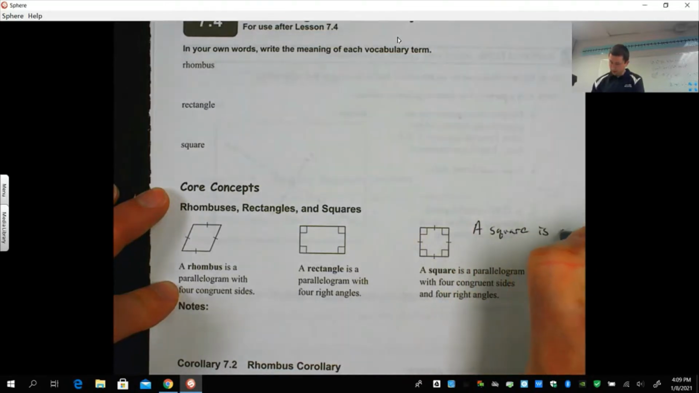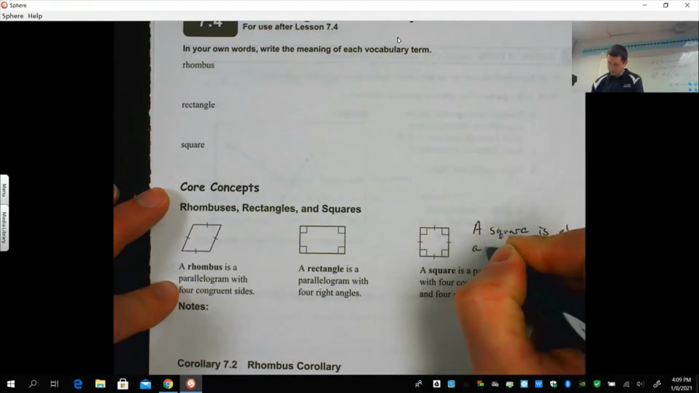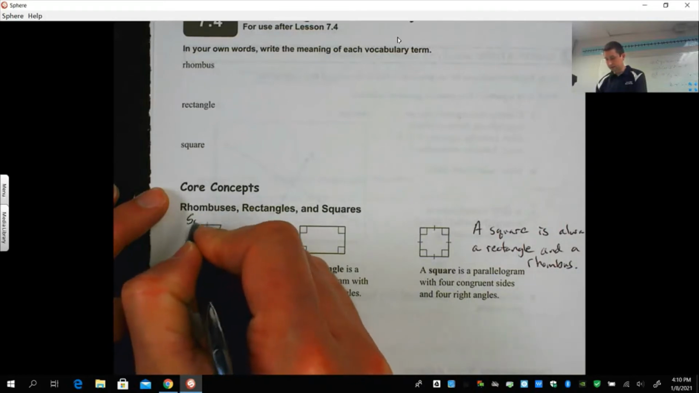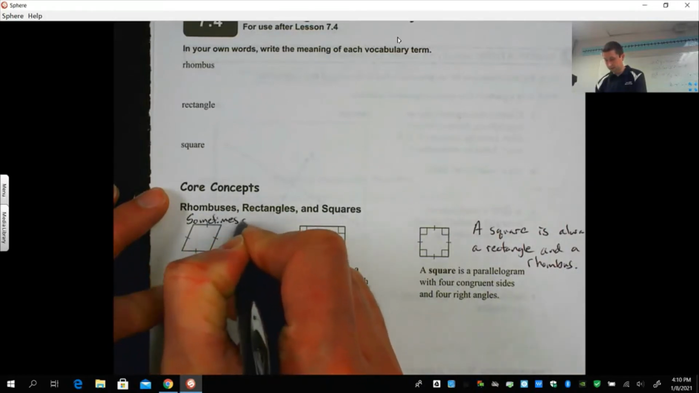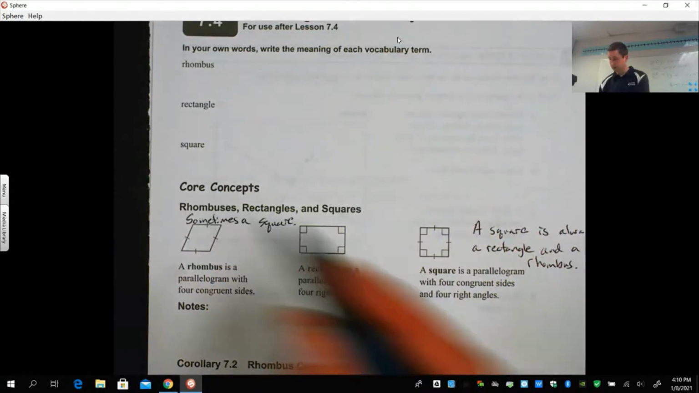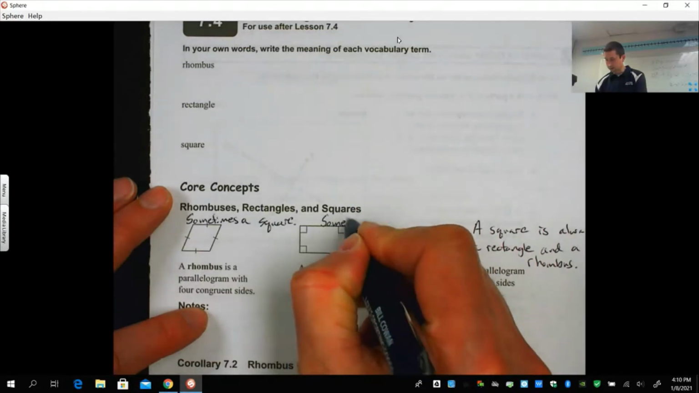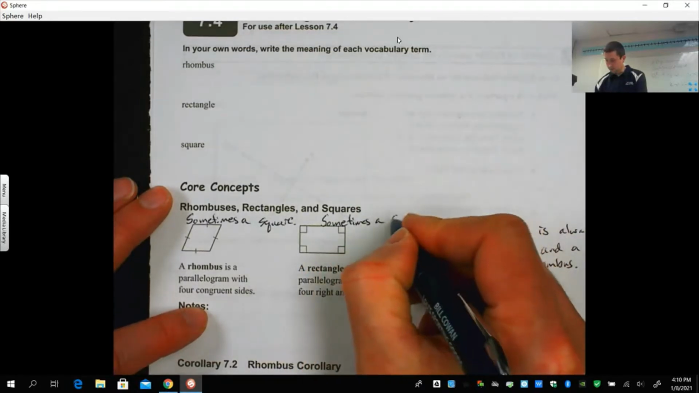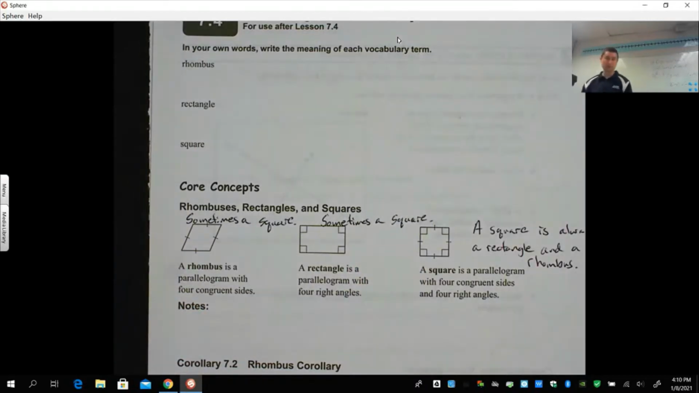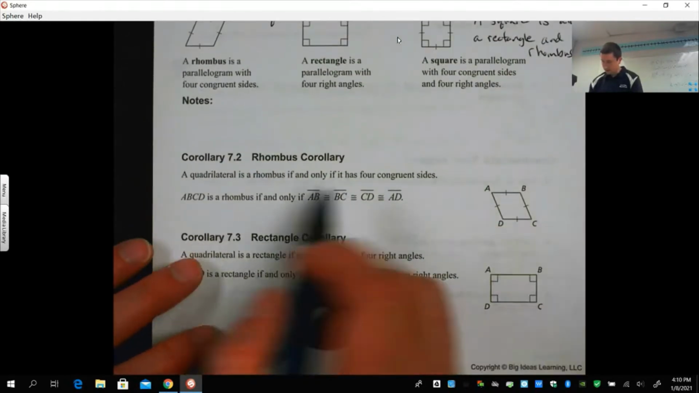So a square is always a rectangle and a rhombus. A rhombus is sometimes a square. So if the rhombus has 4 right angles, then it's a square. A rectangle is also said to be sometimes a square. So if a rectangle has 4 congruent sides, then it's going to be a square. So here's all the different pieces that we have going on here.